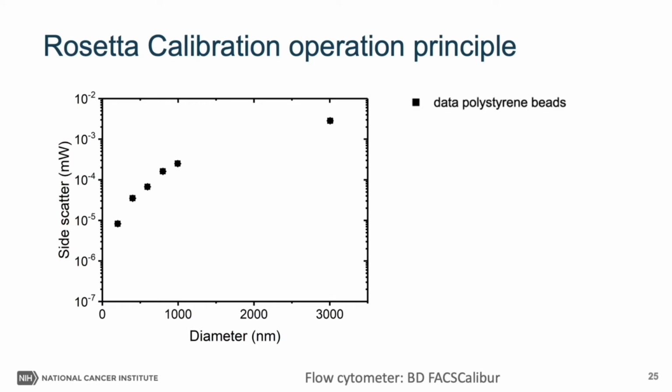So please note that again the vertical scale is a logarithmic scale. As expected, the scatter intensity increases with increasing diameter. However, this is not a calibration, as we don't know what happens in between these data points. In order to know, we have to describe these data points with a theory.